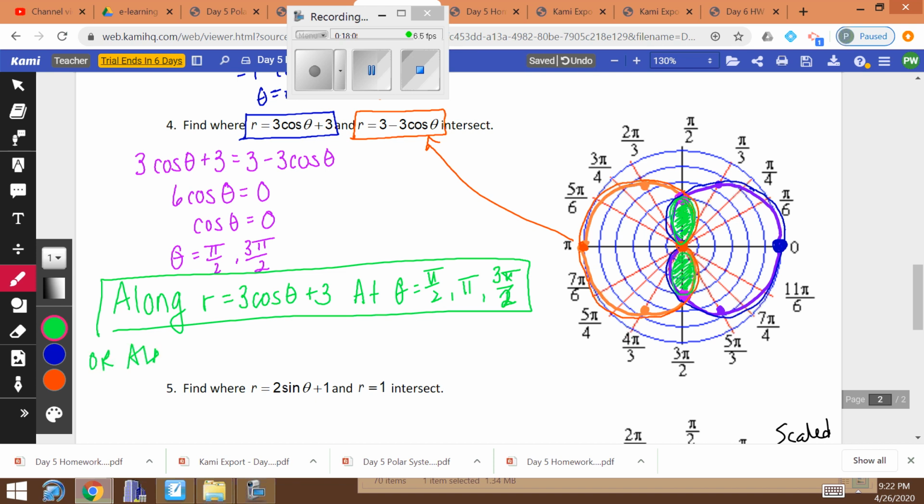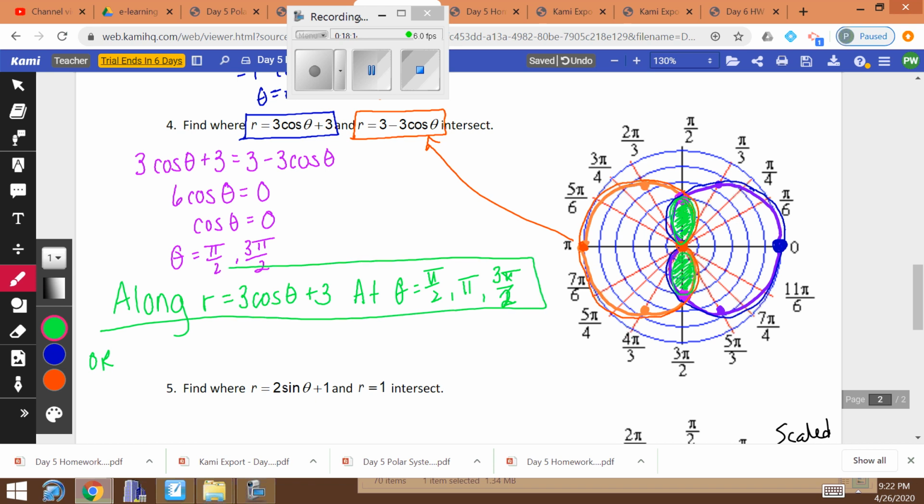You actually don't need, my internet I think is just going really slow here. It's delaying. So you could say along r equals 3 minus 3 cosine of theta. You could say at the different points on here, so at theta is, this one would be theta is 0, pi over 2, and 3 pi over 2. Let me pause this and see if my internet comes back.